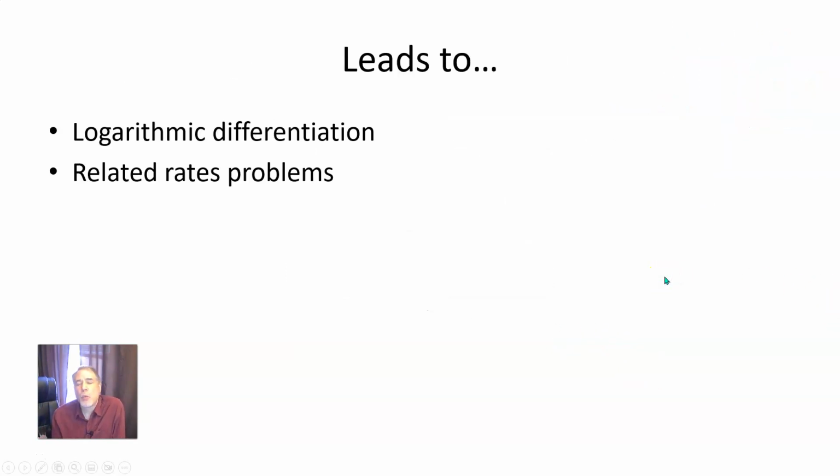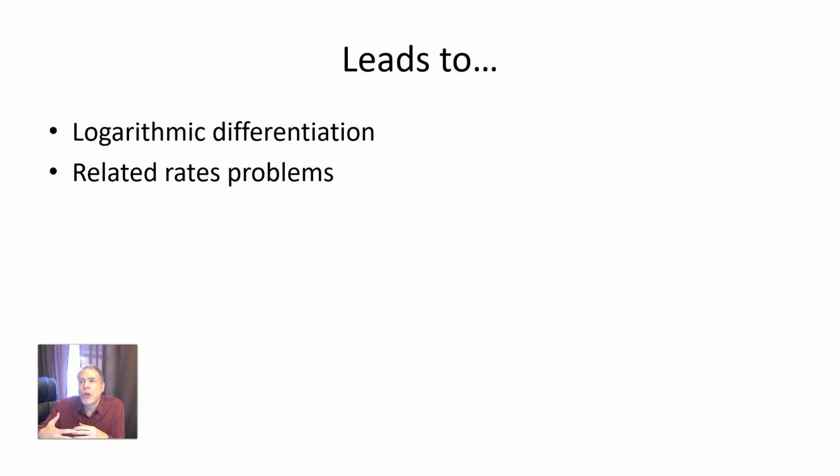So where do we go from here? What does implicit differentiation help you with? Well, it leads to or prepares you for something that's called logarithmic differentiation, which is a way of more easily finding the derivative of some complex expression that involves products and/or quotients and/or powers that you could use the rules of logarithms to turn into something that's easier to differentiate.